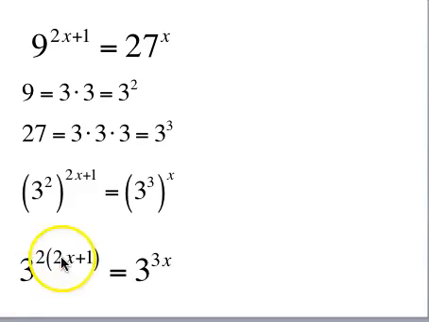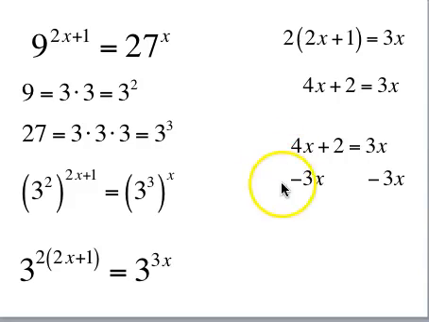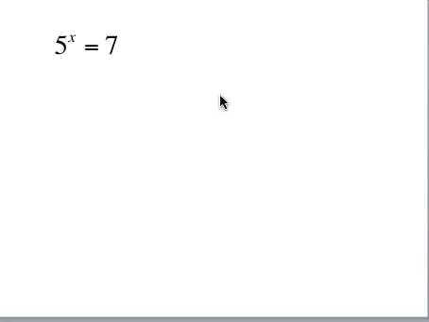Now, if 3 to that exponent equals 3 to that exponent, we know this exponent has to equal that exponent, or 2 times quantity 2x plus 1 has to equal 3x. And now we're just doing basic algebra. Distribute. 2 times 2x is 4x. 2 times 1 is 2. 4x plus 2 is 3x. Then we subtract 3x from both sides. So that would be x plus 2 equals 0. And then subtract 2 from both sides, and we get x is negative 2 for that problem. But the key was to recognize 9 and 27 have a common base. The common base for 9 and 27 is 3.